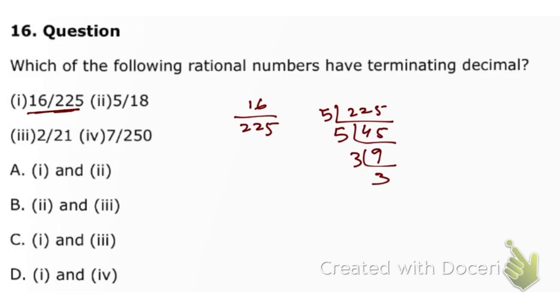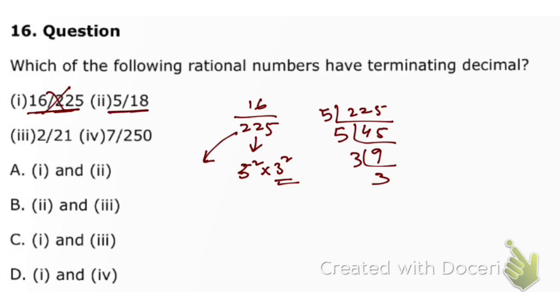So now you see, the prime factorization of 225 is 5 to the power 2 and 3 to the power 2. And this is not in the form 2 to the power n into 5 to the power m, okay? If you get only 5 to the power m, then also it is terminating, okay? Or if you get only 2 to the power n, then also it is terminating. But you should not get any other number as a factor other than 2 and 5, okay? If you get one, then it must cancel the numerator, but here this 3 square cannot cancel 16, so that's why this is not terminating, okay?